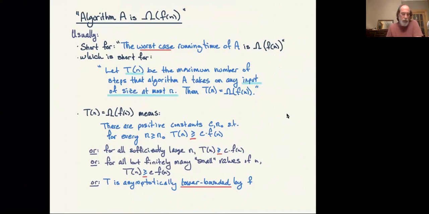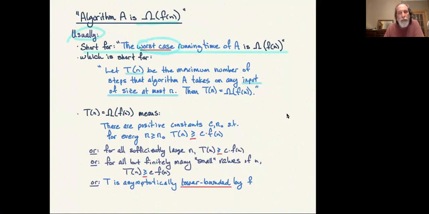Oh, we have one more thing to do. This slide is just like the one I gave you for big O, except it changes from upper bounds to lower bounds. Usually if I say algorithm A is big omega of f of n, this is short for the worst case running time of A is big omega of f of n. Notice, this is very important here. Students very easily get the idea that omega is somehow about best case rather than worst case.